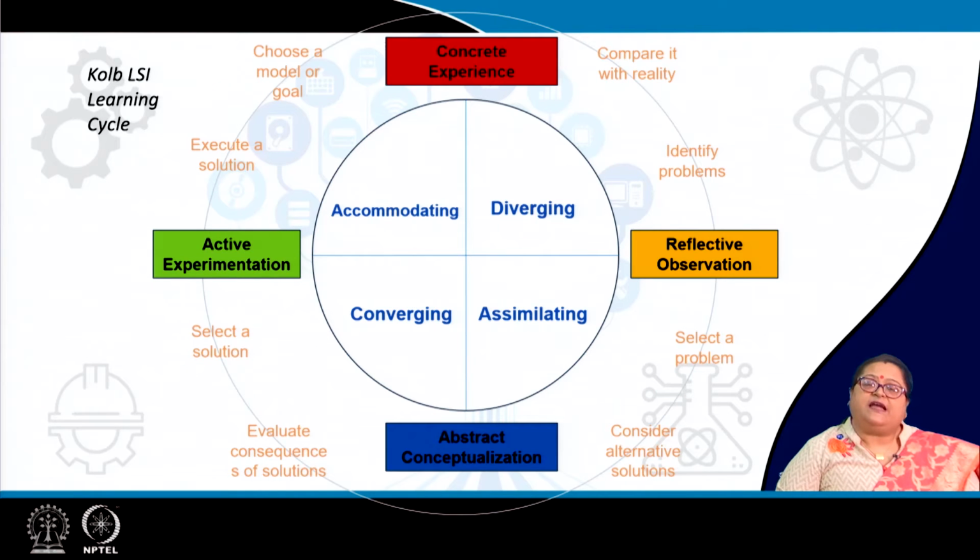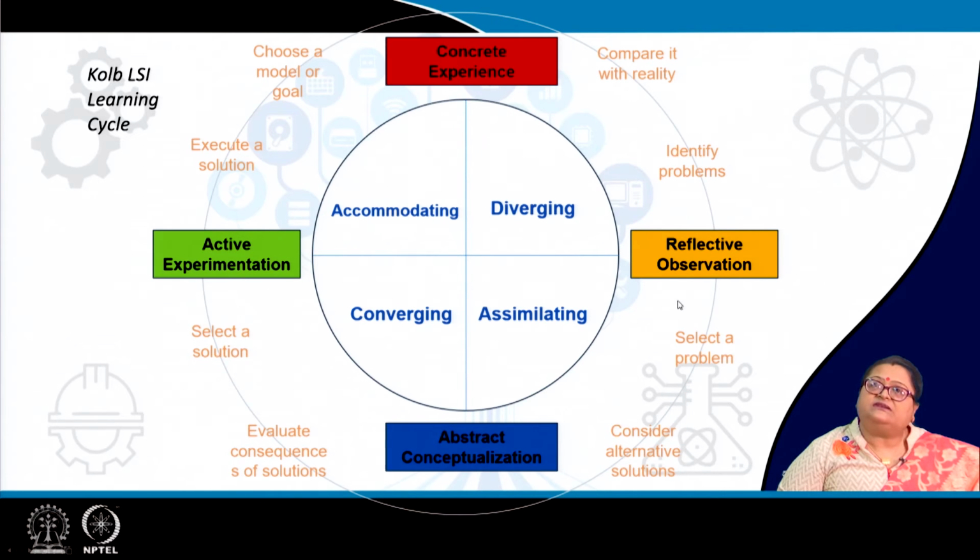So, we have discussed that awareness of the learning styles is very important for the trainer to know about the learning styles of the trainees. Here we have Kolb's learning cycle, where we find that the learner can learn by either concrete experience or abstract conceptualization or by active experimentation or reflective observation. When the learner wants to learn by concrete experience and reflective observation, this style is called the diverging style. How they do it is compare it with reality and then identify the problems.